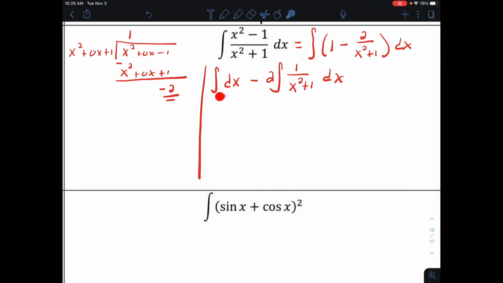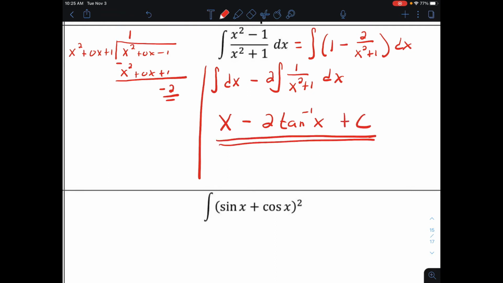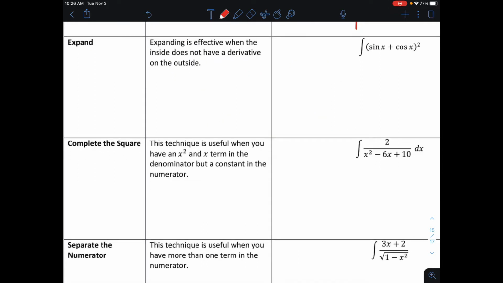So start with the one here on the left. The antiderivative of dx would just be x. And we have minus 2 times, now find the antiderivative of 1 over x squared plus 1. Well, this is the derivative of inverse tangent. So the antiderivative would be inverse tangent of x. And because we have indefinite integration, we need to have plus c for that constant of integration. So there's our antiderivative.